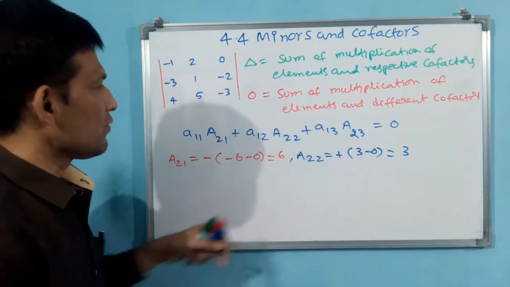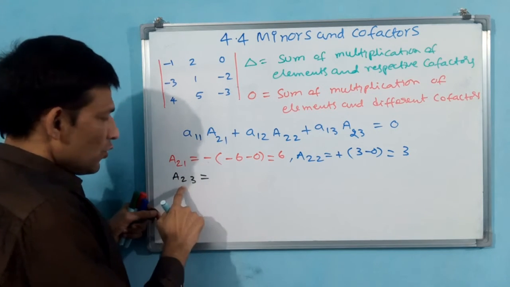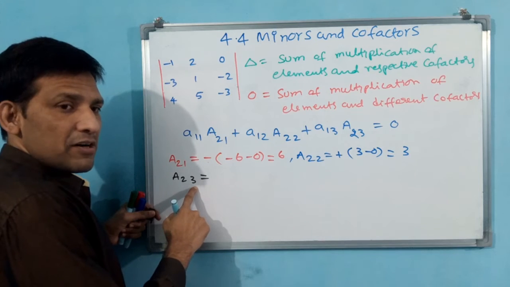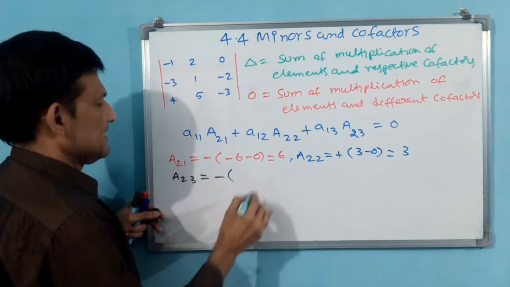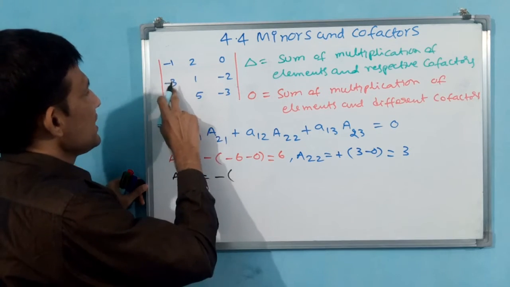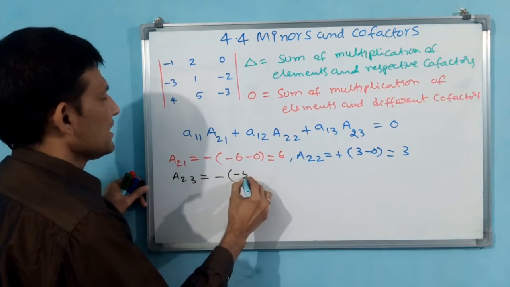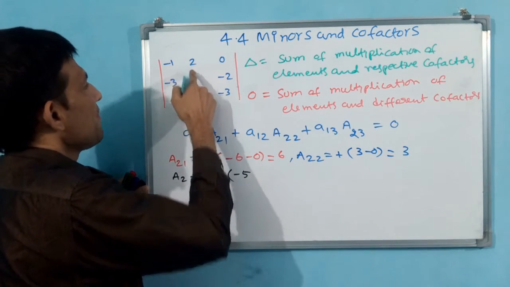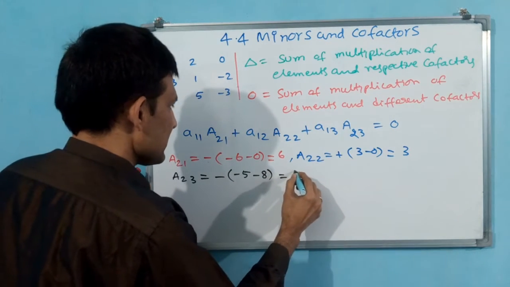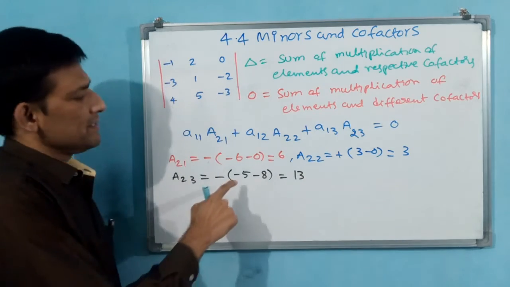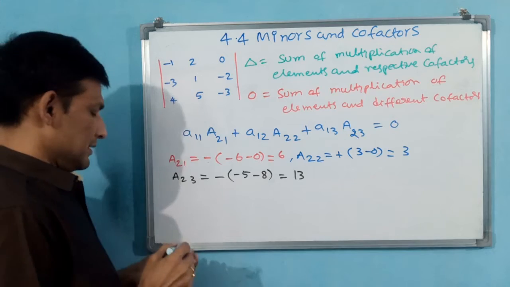Now you go for A23. A23 is equal to 2 3, what? Odd. 2 plus 3 is 5, odd. That is why you have to put minus. Second row, third column, if you close, automatically what will be left? Minus 5, minus 8, minus 13. Minus of minus 13, plus 13. Shall I write directly 13? Minus 13 into minus, plus 13.